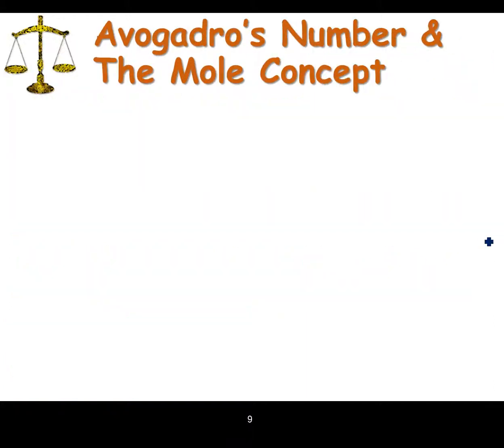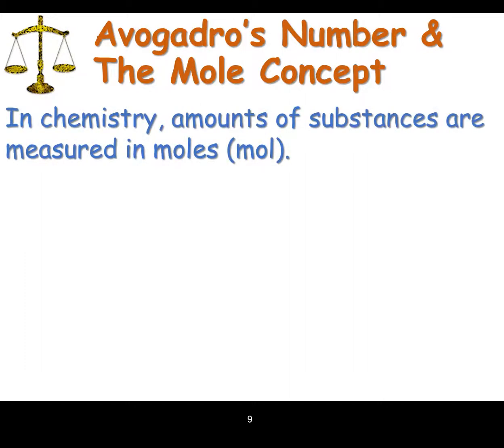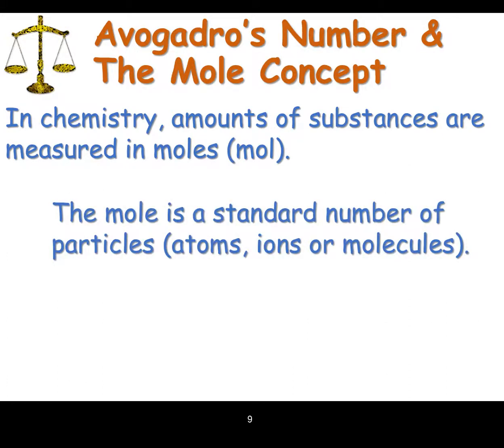So now let's get more in depth on Avogadro's number and the mole idea. We always like to talk about our substances being measured in moles as opposed to grams, because grams are a compared unit where we want a counted number of things. The mole is a standard counted number. Make sure that you understand that this is a counted number of things. It's a counted number of particles, whether those particles are atoms, ions, or molecules.